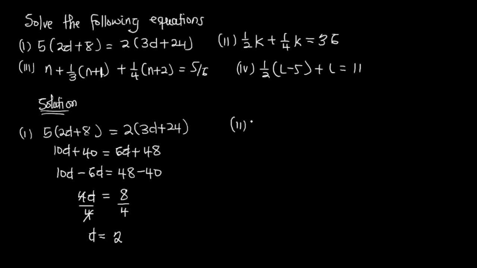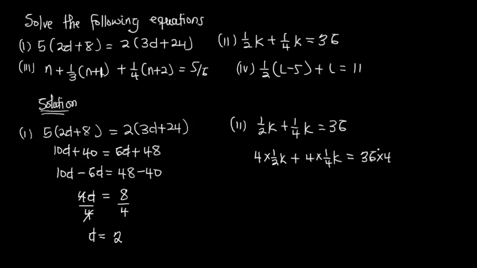So let's proceed. We have 1 over 2 k plus 1 over 4 k is equal to 36. The first thing we need to do is get rid of the fractions. We do that by multiplying through by the LCM. The LCM for 2 and 4 is 4. So we use 4 to multiply half k plus 4 multiplied by 1/4 of k is equal to 36 multiplied by 4.